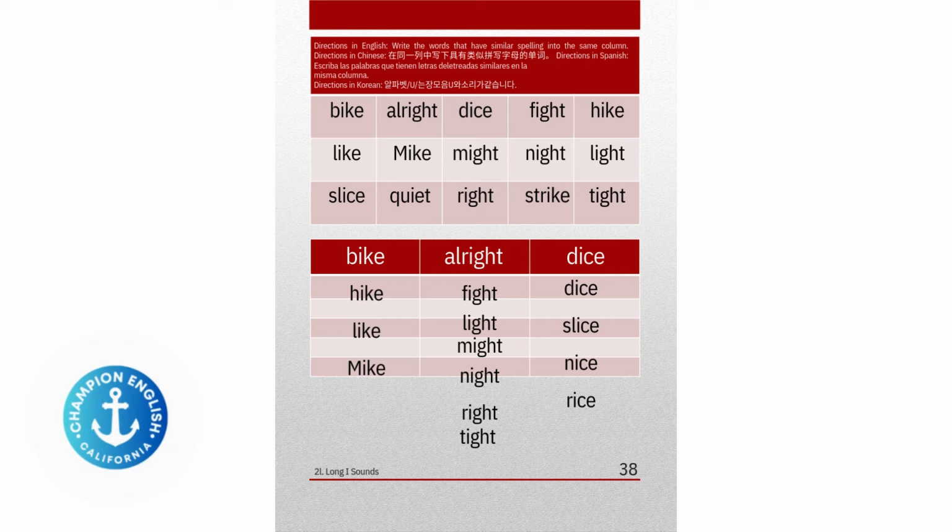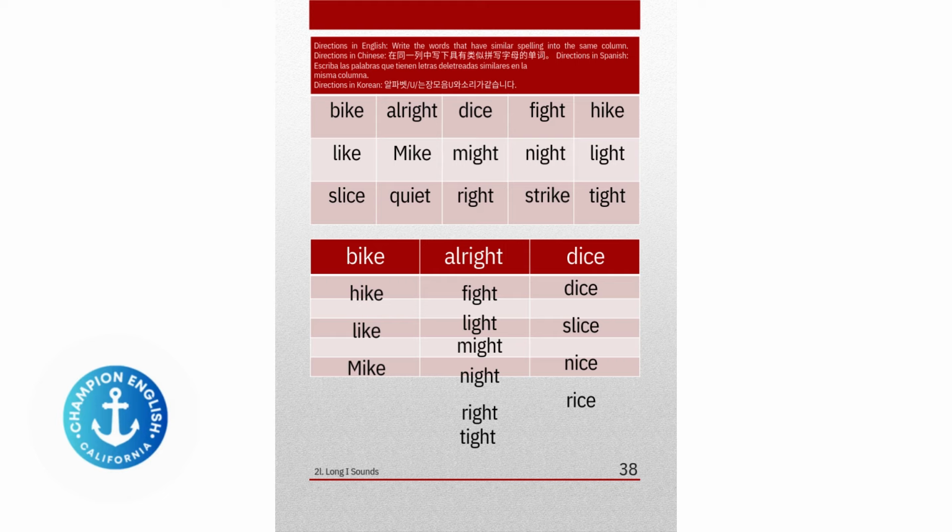Okay, good job, everyone. And here we are, looking at our words that rhyme with bike, alright, and dice. Can we say that together? Bike, bike. Alright, alright. Dice, dice. Okay, students, here we go. So in your first column, you should have hike, like, and Mike.